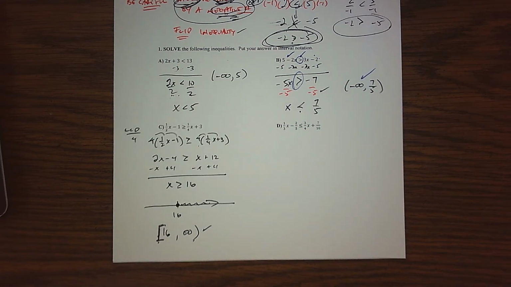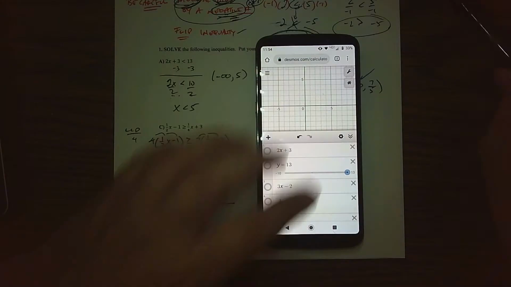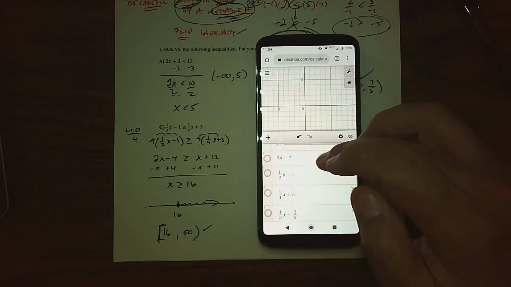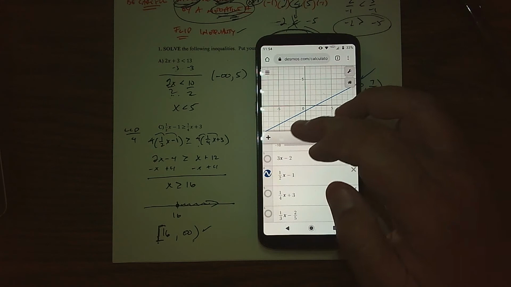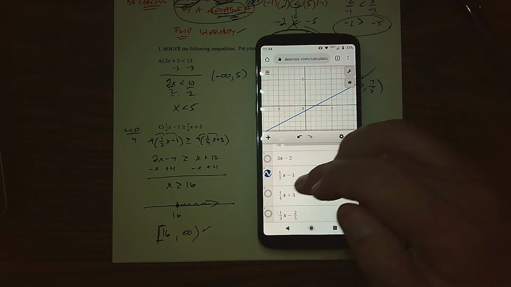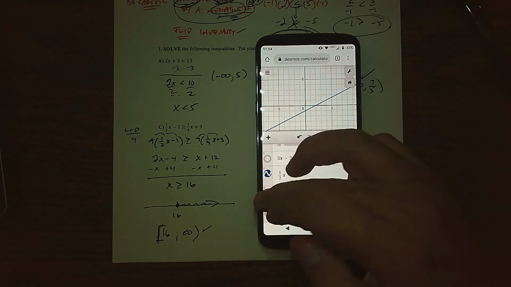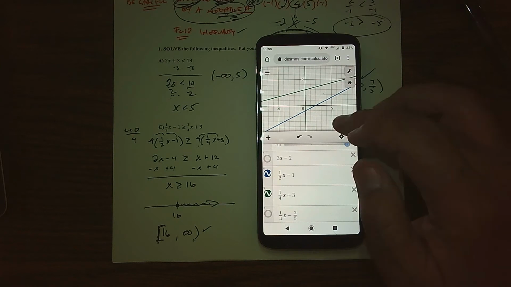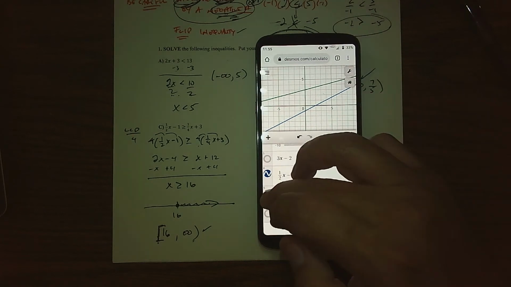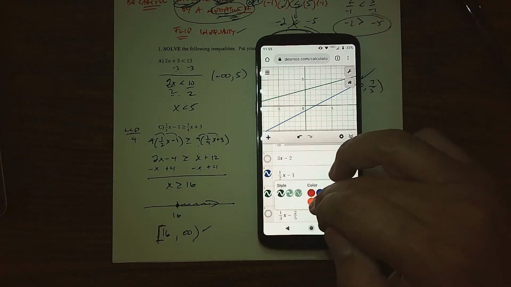Again, to visualize that, let me come over here and let's go ahead and see that on our Desmos. So here is the graph of 1/2 x minus 1. It's kind of in that greenish color. And here's the graph of 1/4 x plus 3. Let me change colors so we can contrast those. Let me put that in red.